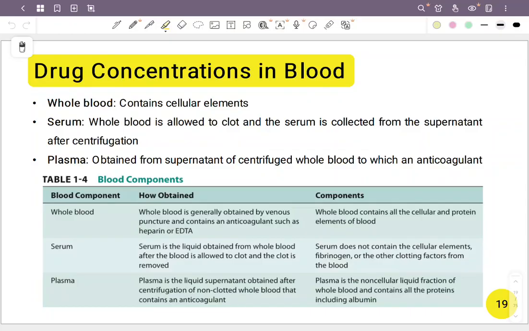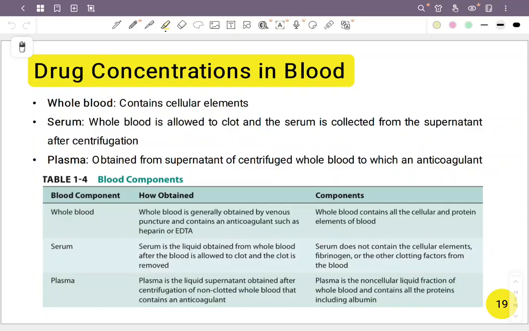So, when we say whole blood, this contains cellular elements, and this is obtained by venous puncture and contains an anticoagulant such as heparin or EDTA. Then, our serum naman, para makuha na siya, the whole blood is allowed to clot and the serum is collected from the supernatant after centrifugation.